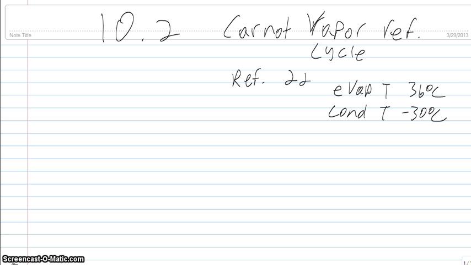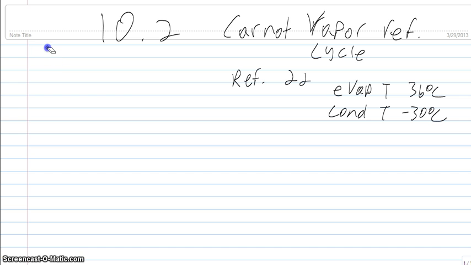So today I'm going to do problem 10.2, which is a Carnot vapor refrigeration cycle. The working fluid is refrigerant 22. The evaporator temperature is 36 degrees C, and the condenser temperature is negative 30 degrees C.